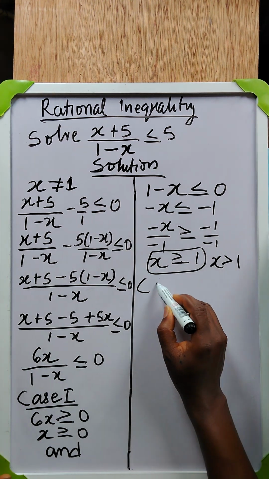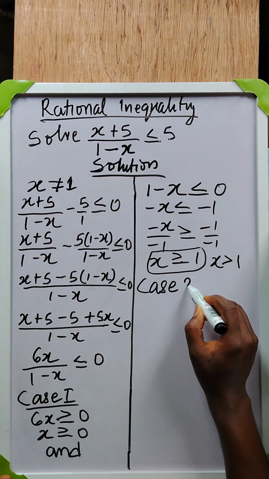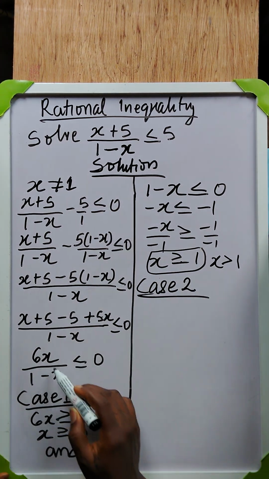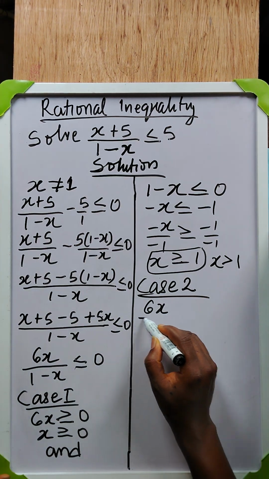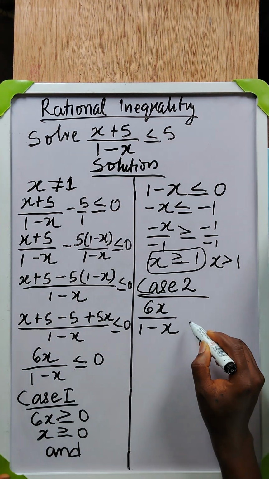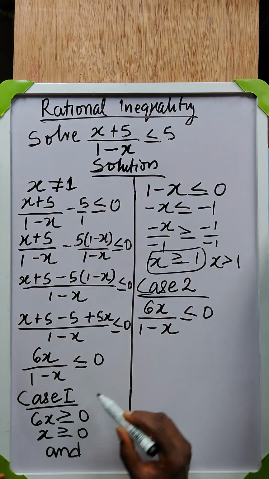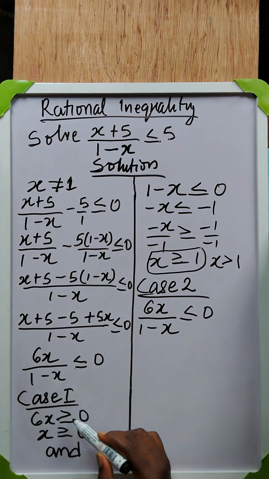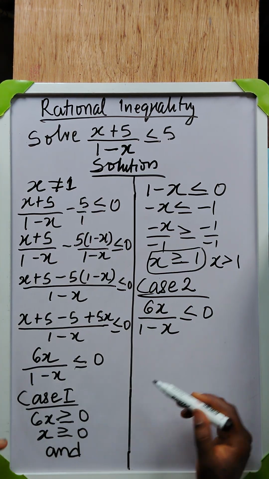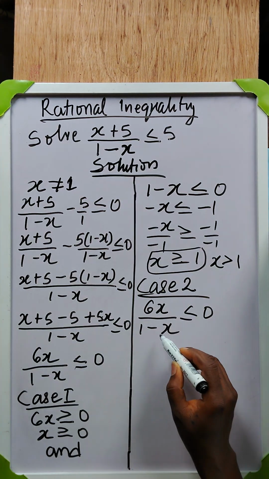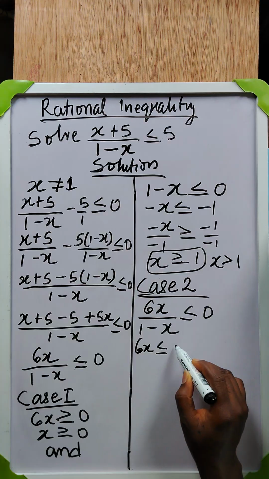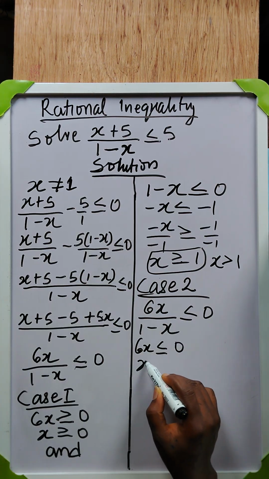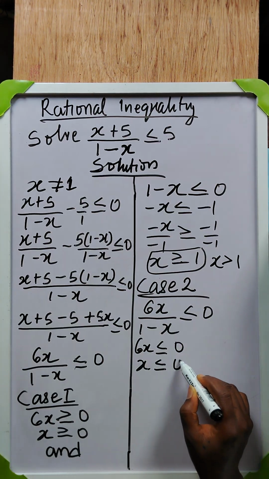Now, there's also another way to get case 2. Another way to get a negative fraction, which is what we have here. 6x over (1 - x) is less than or equal to 0. In this first case, we said let the numerator be positive. Here, we'll revert it to negative. If the numerator is negative, you have that 6x will be less than or equal to 0. So that makes my x to be less than or equal to 0.